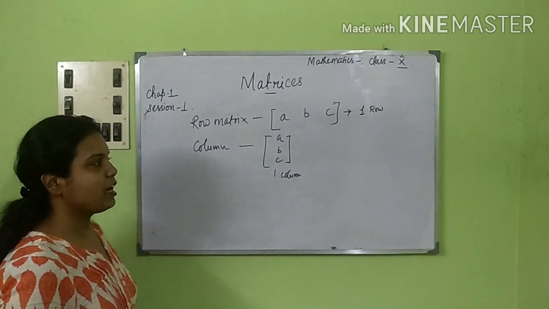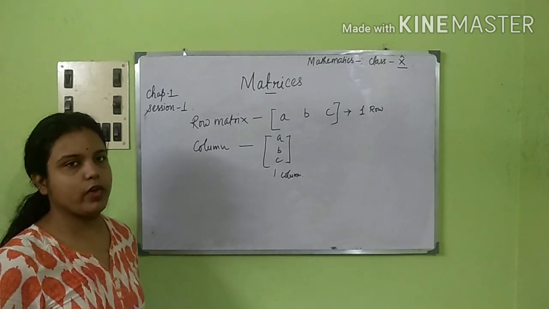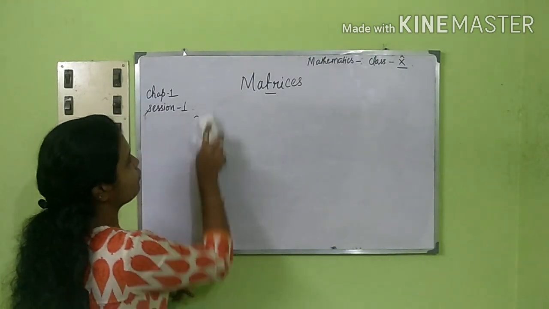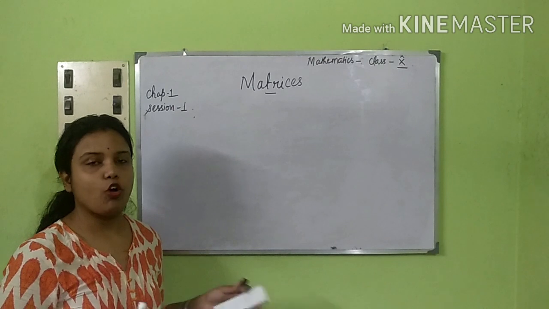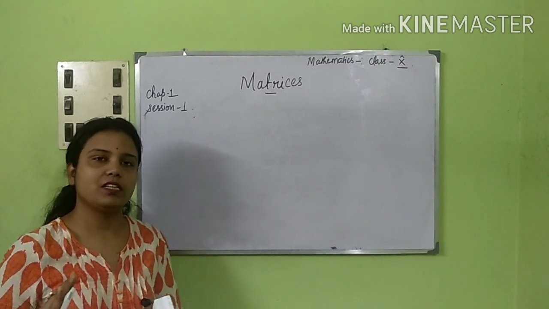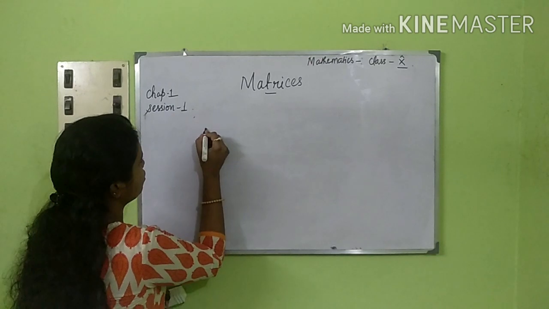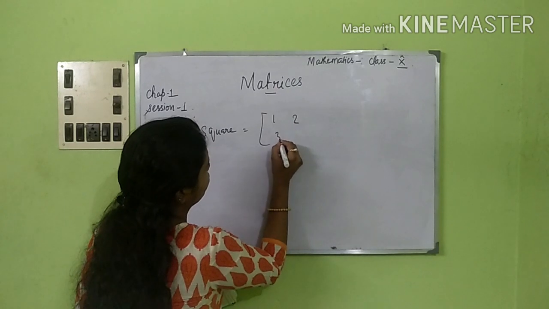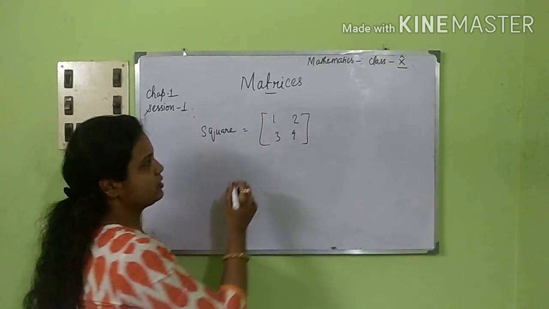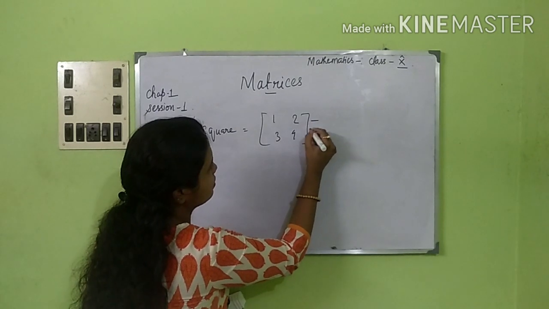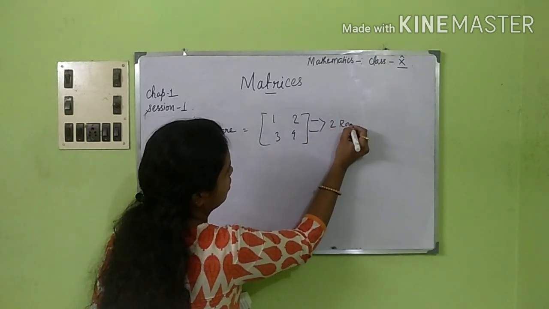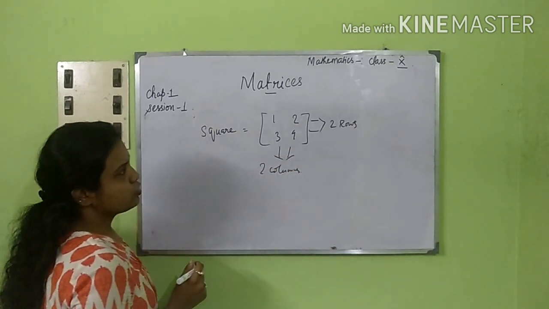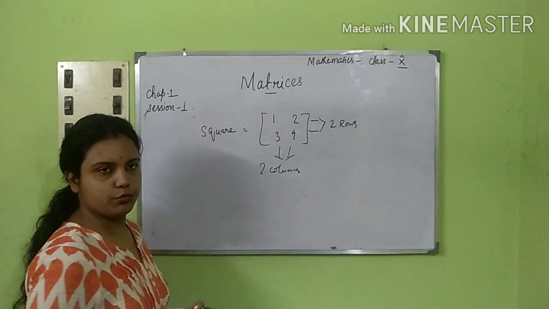Okay, next coming to the square matrix. What is a square matrix? Square matrices are the ones which have an equal number of rows and an equal number of columns, that is, the number of columns and the number of rows are equal. So square matrix: 1, 2, 3, 4. This is a square matrix. There are 2 rows, right? And here there are 2 columns. So the order of the matrix is 2 cross 2, right?